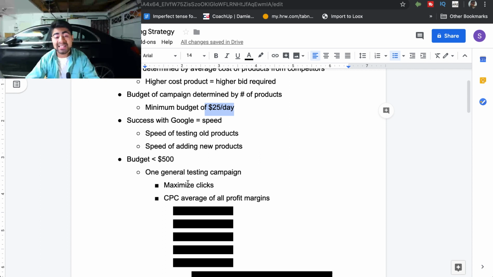And you want to choose maximize clicks as the bidding strategy. Now, a key note, I do realize that this is for people with a budget of less than $500, and you may be thinking that $25 per day may be too high of a budget.